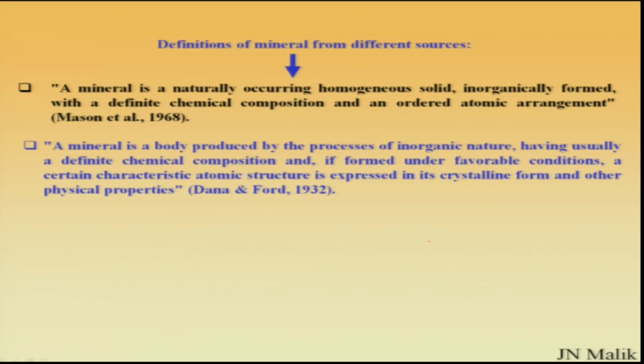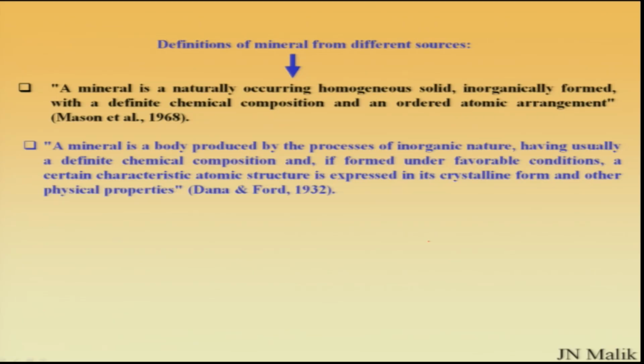Another definition, given by Dana and Ford in 1932, says that a mineral is a body produced by the processes of inorganic nature, having usually a definite chemical composition, and if formed under favorable conditions, a certain characteristic atomic structure is expressed in its crystalline form. So we will look at the crystal structures and the crystal forms also, and other physical properties.